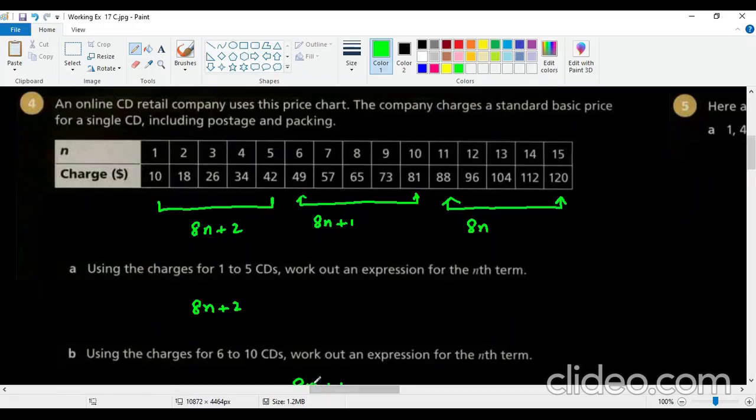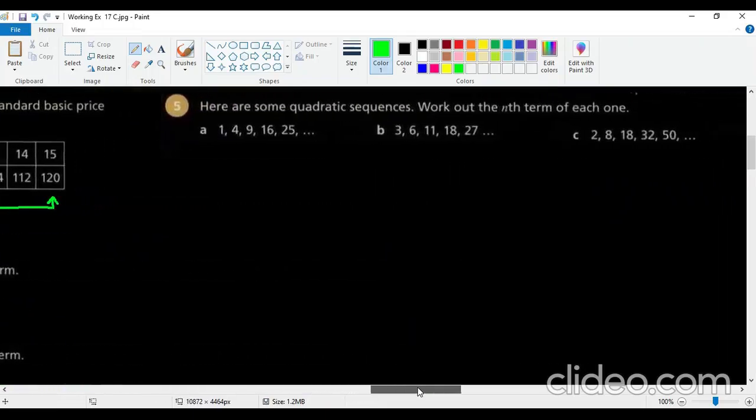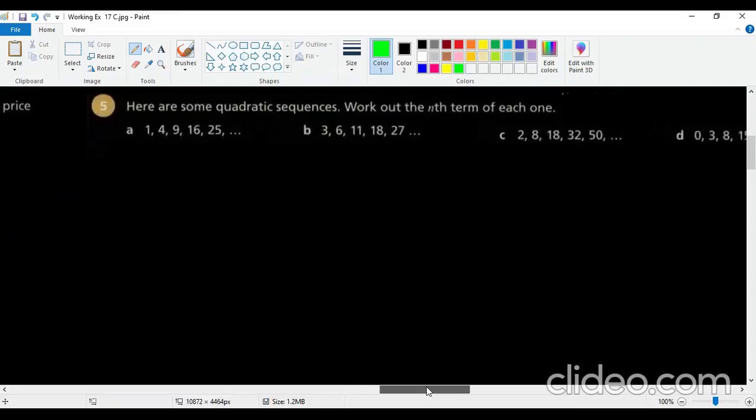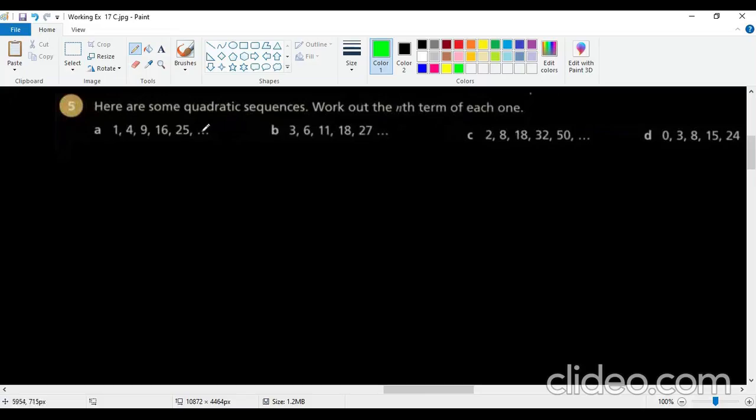Now in here, in question number 5, there are some quadratic sequences. These are not arithmetic sequences. These are quadratic sequences. So as you can see, this is the square of 1, and this is the square of 2, square of 3, square of 4, square of 5. That's why the expression for the first one is going to be n square. In here, n square, if it is 1, you need to add a 2 to it to make it a 3. So n square plus 3 is going to be the expression, or the nth term rule, for this one.